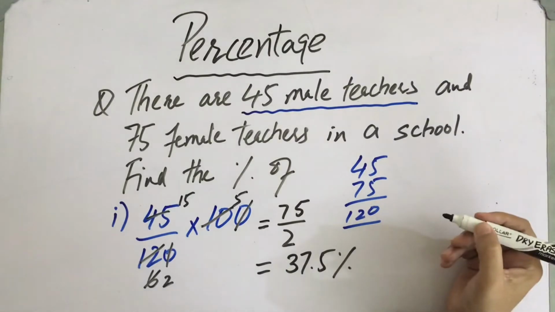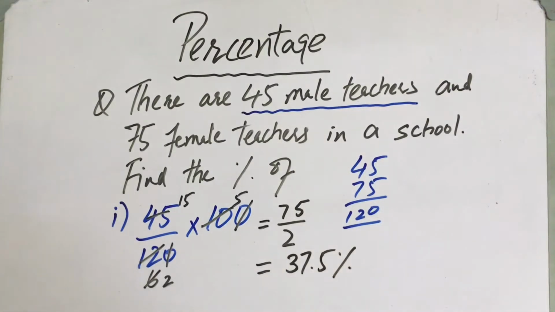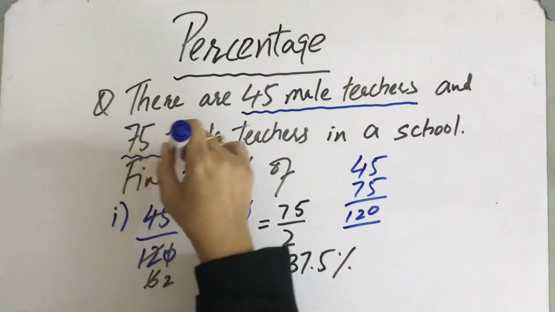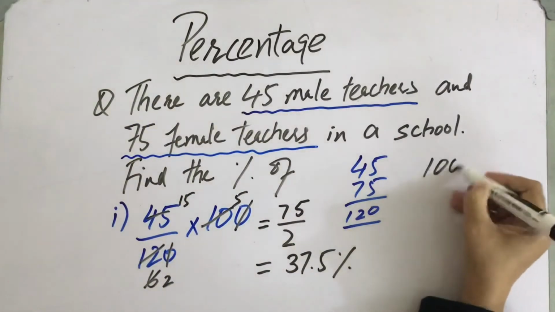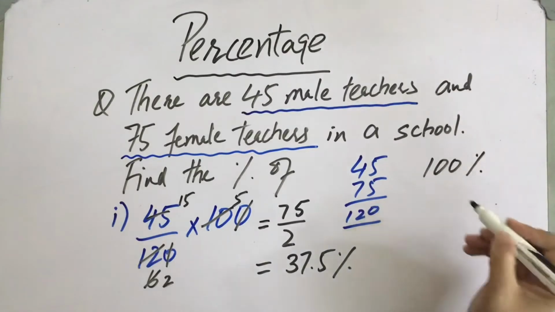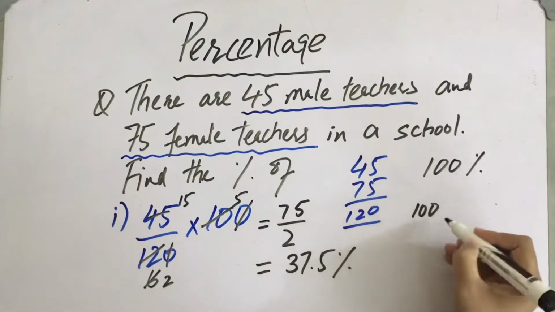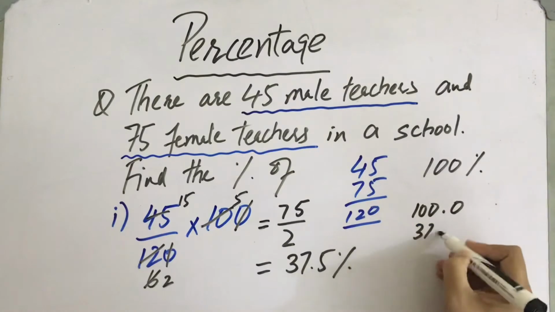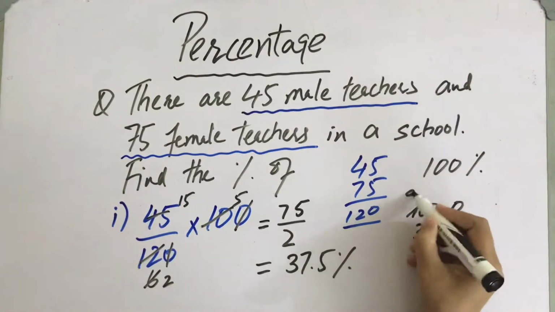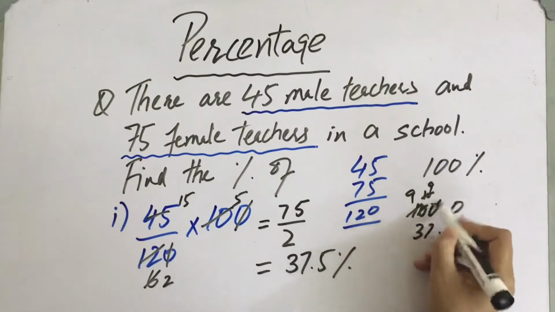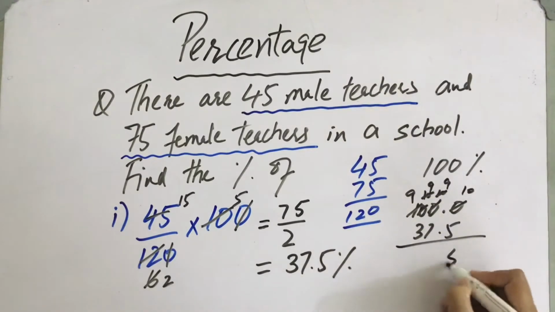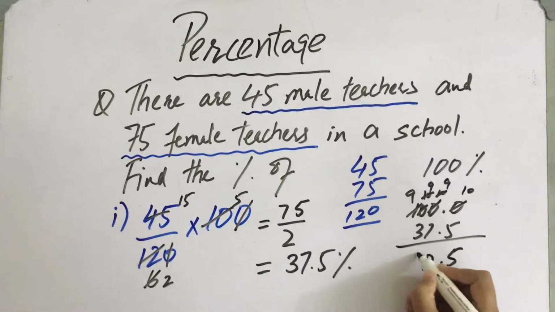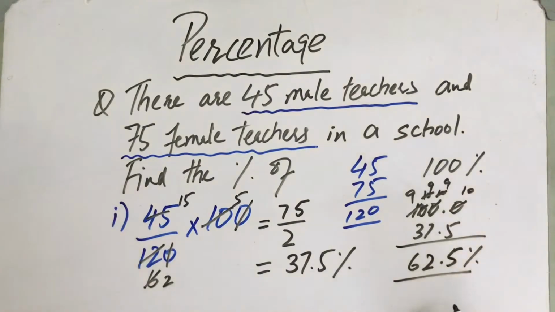Now we have to find the female teachers in the school. There are two ways to find the female teachers in the school. The first way is we can subtract this 37.5% from 100%. 100.0 minus 37.5, you can have this 9, 10, 9, 10, 9, 10. So you can have 62.5% female teachers in the school.